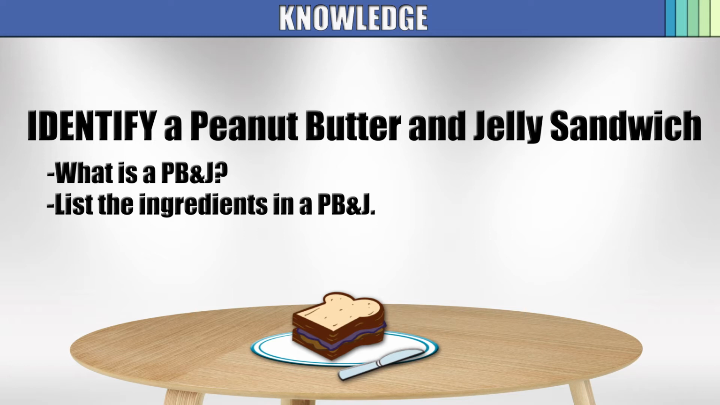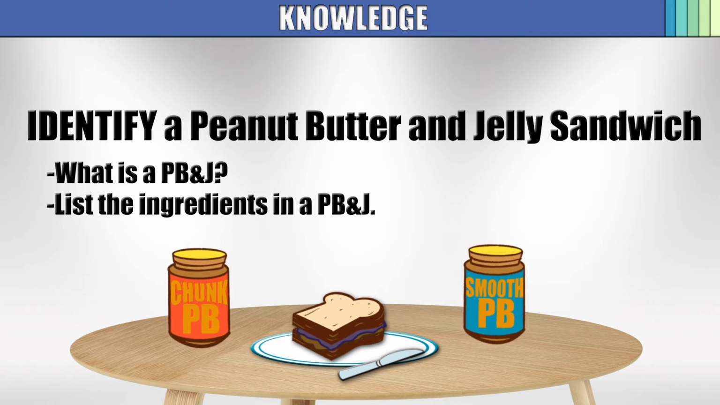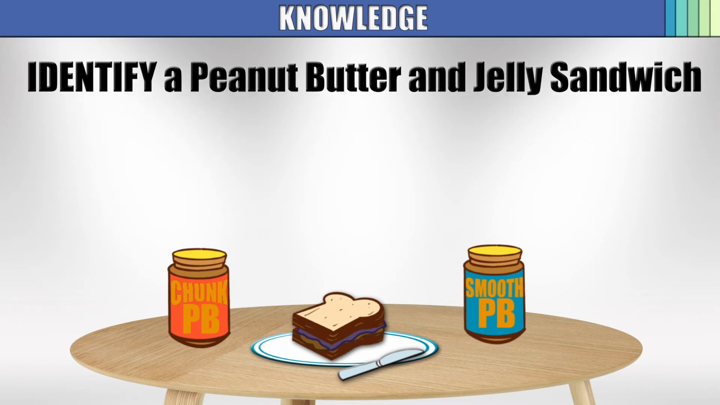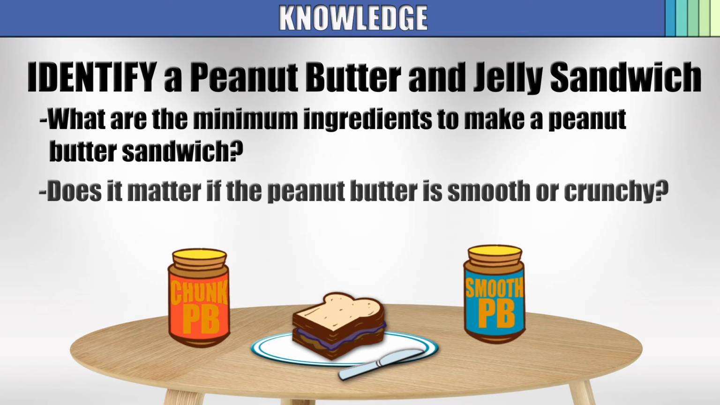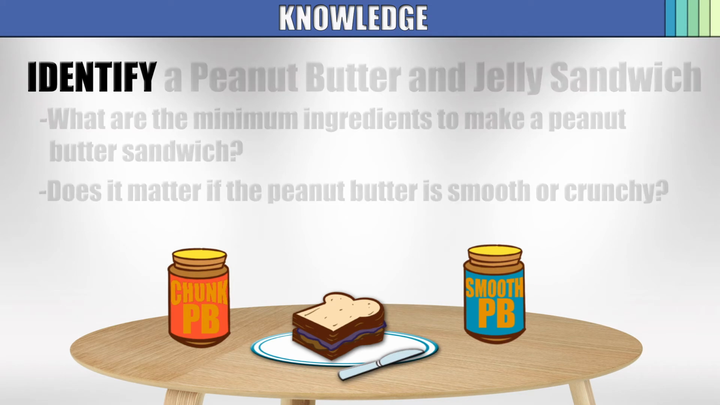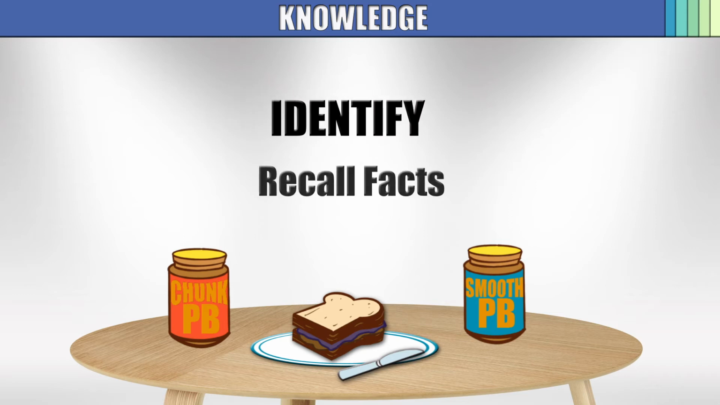Anticipated answers could be: peanut butter and jelly in between two pieces of bread, crunchy peanut butter, smooth peanut butter. Follow-up questions could be: what are the minimum ingredients to make it a peanut butter sandwich? Does it matter if the peanut butter is smooth or crunchy? These questions only require students to recall facts.